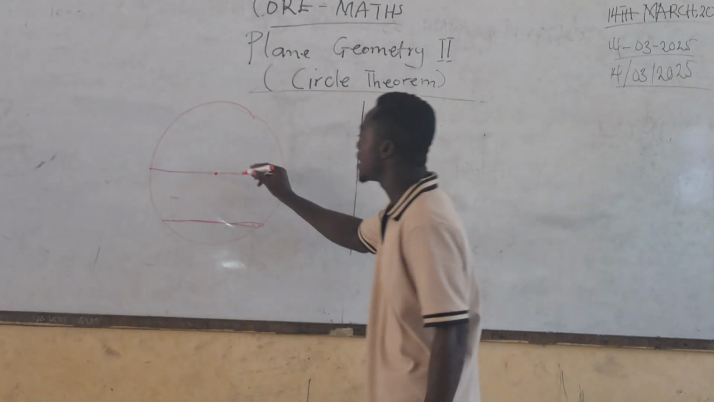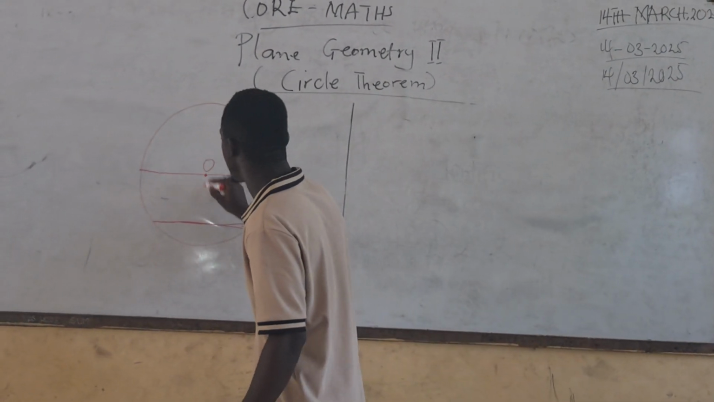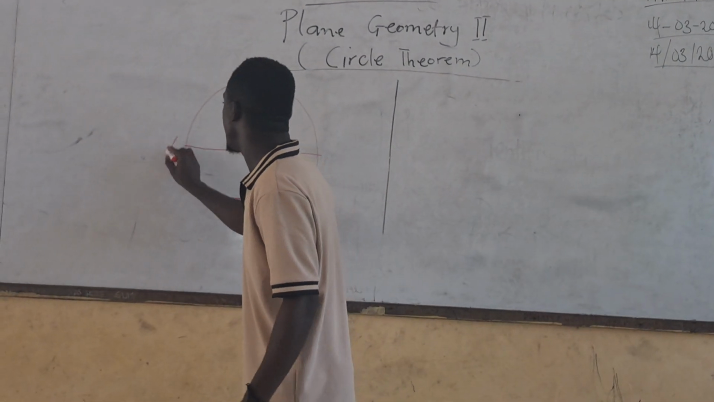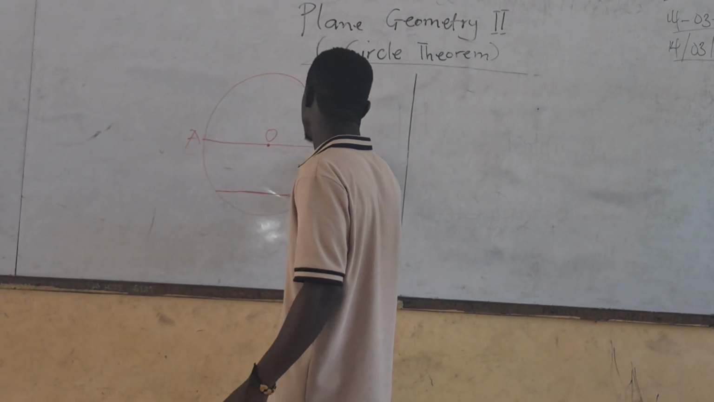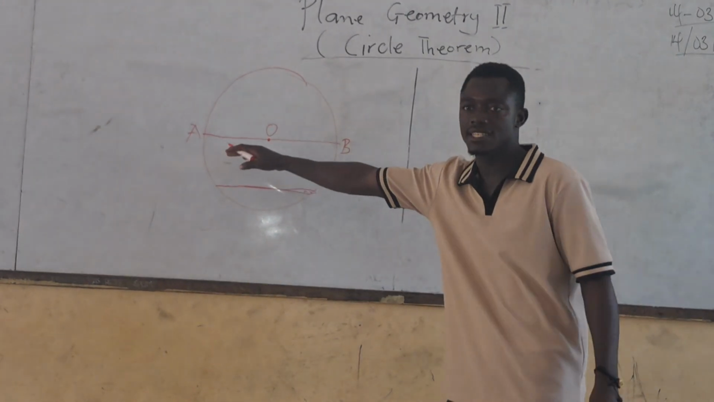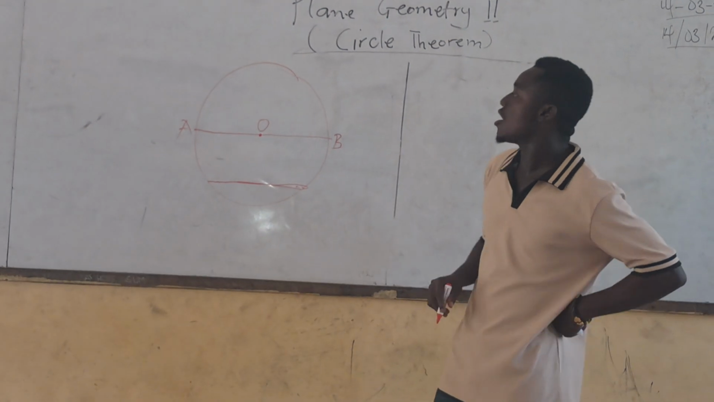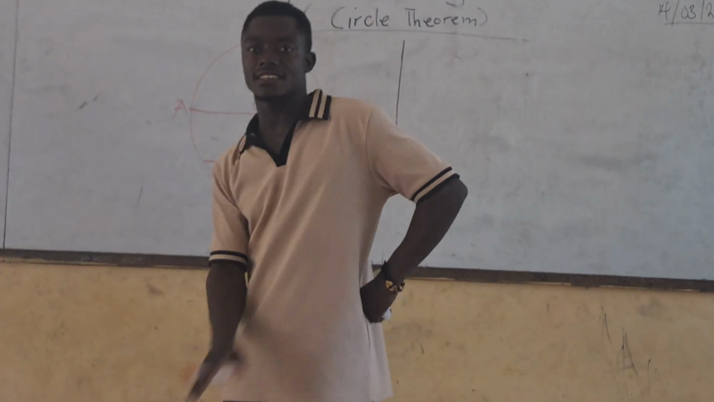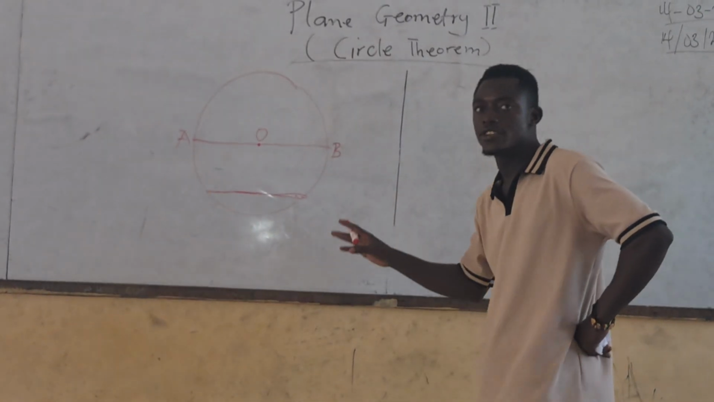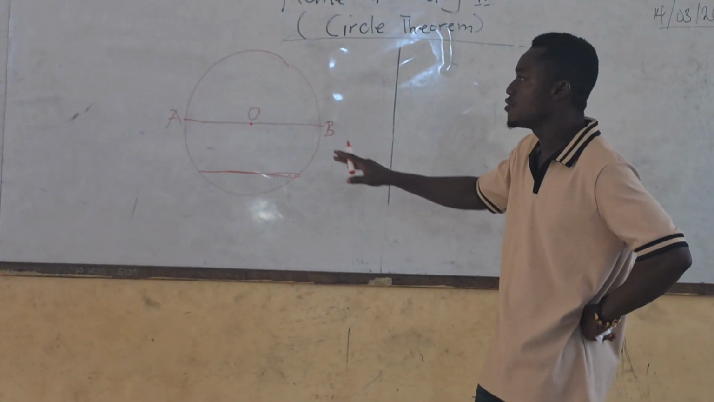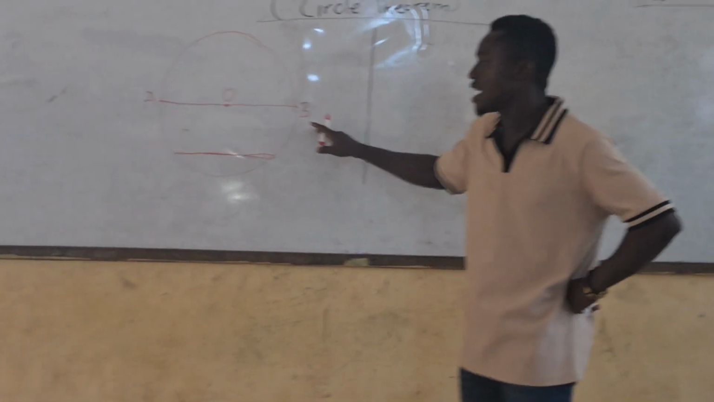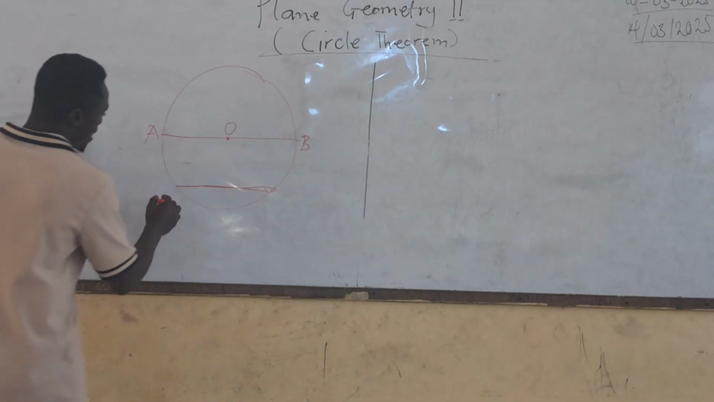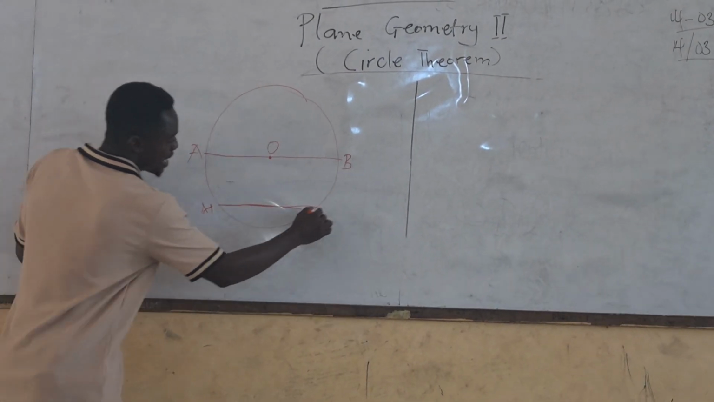So let's name the center to be O, and let's name the diameter. The diameter with the ends labeled A and B. And as you already know, from the center to any part of the circle is called a radius. So from here, let's name this one MN. So this is the chord.